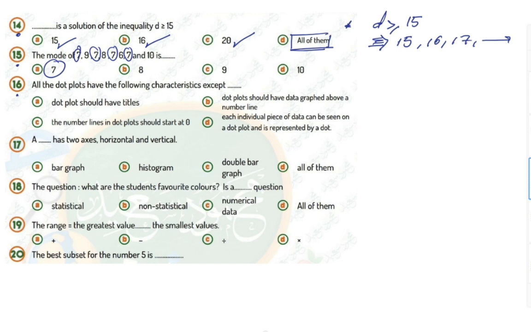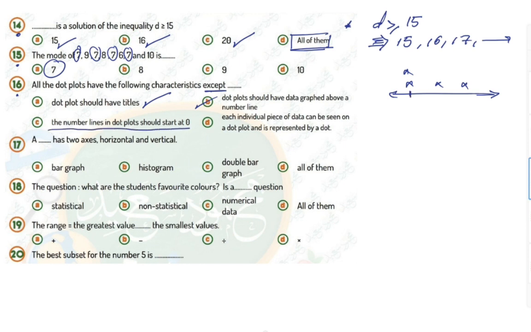Point 16. All the dot plots have the following characteristics except. So all these characteristics are okay for a dot plot except one of them. Dot plots should have titles, of course, yes. Dot plots should have data graphed above the number line. Of course, you have just a number line and some data here, so it's okay for a dot plot. The number line in dot plots should start at 0. What?